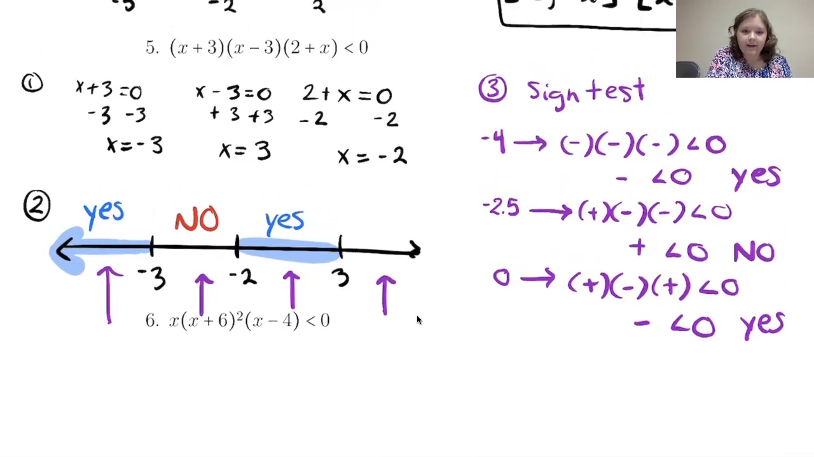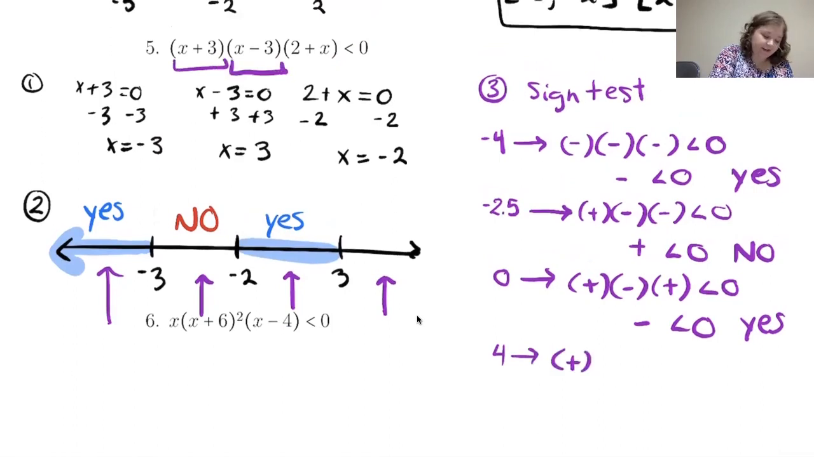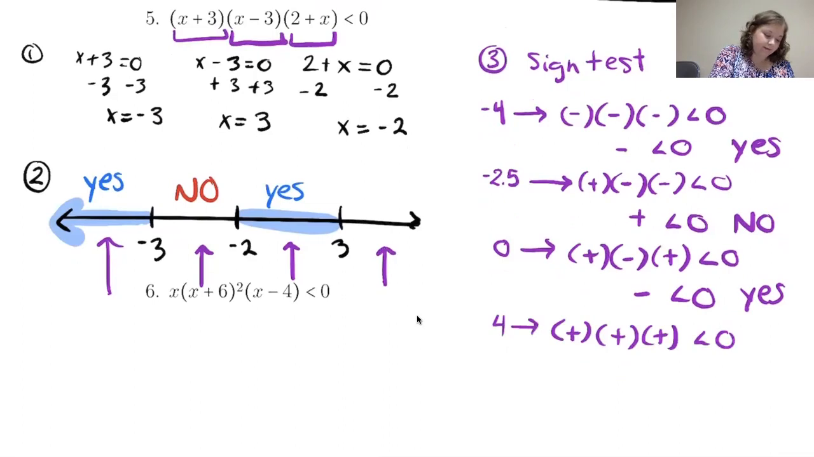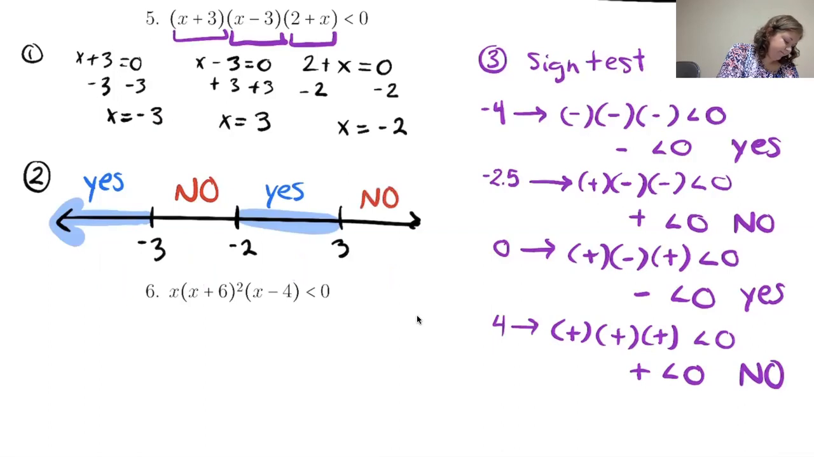Okay, so we need to pick something greater than 3, so I'll pick 4. So the first term, 4 plus 3, is positive. And the next one, 4 minus 3, is also positive. And then 2 plus 4 is positive. And we'll say, is that less than 0? Positive times positive times positive is a positive, which is not less than 0. So that one is a no. And we don't shade that interval. Okay.